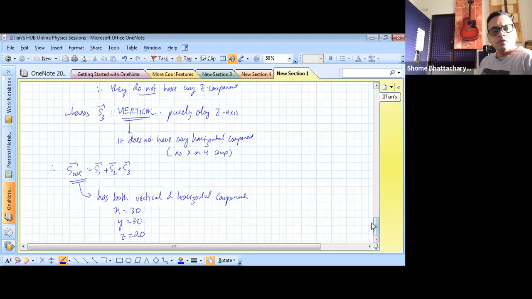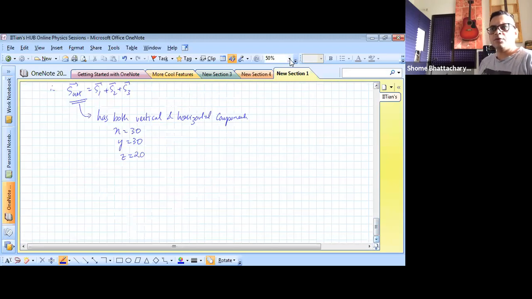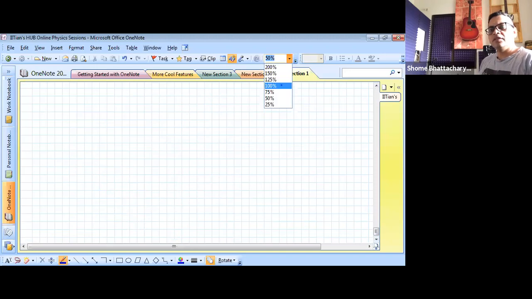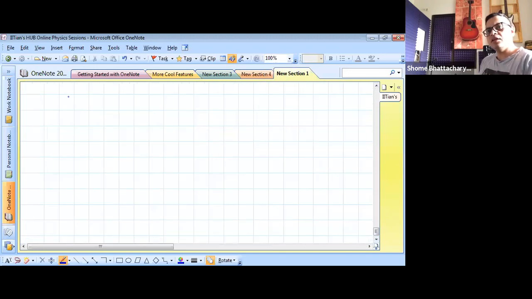Okay, good. So now let us move on to the next section. Next property of three-dimensional vectors, and we'll understand something called direction cosines. No problem with this.